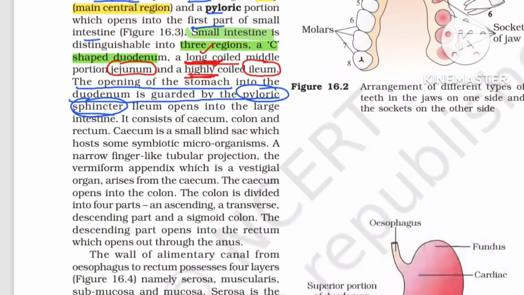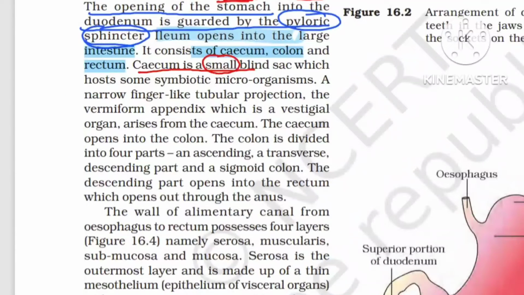Ileum is the one which is opening into the large intestine. So ileum opens into the large intestine and it consists of cecum, colon and rectum. Please don't label anus as a part of the large intestine. Large intestine, 3 parts: cecum, colon, and rectum. Now question, please. Cecum is a blind sac. It's not large. It is a small blind sac.